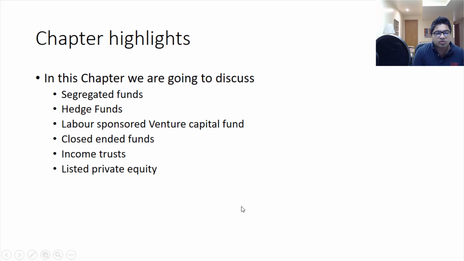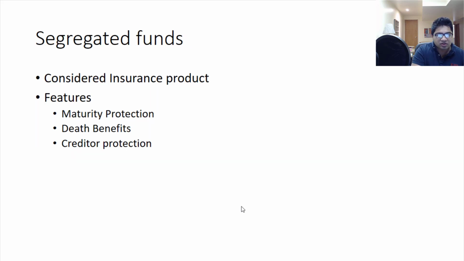So in this chapter we are going to discuss different types of segregated funds. What is a segregated fund? Then we are going to discuss hedge funds, labor sponsored venture capital fund, close-ended funds, income trust, and listed private equity. So before we start with segregated funds, just to recap managed products.